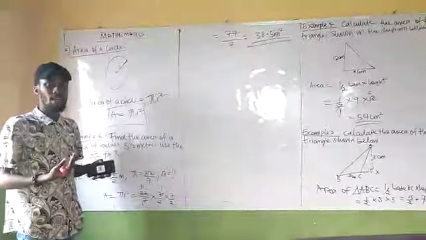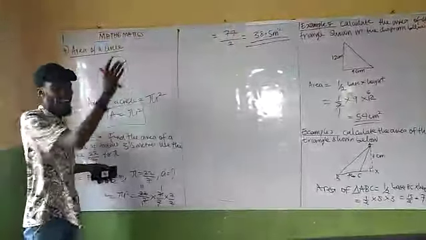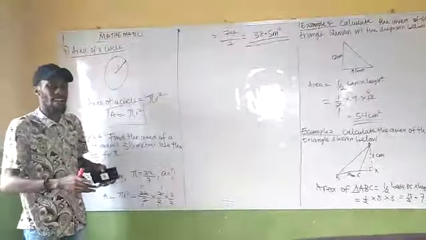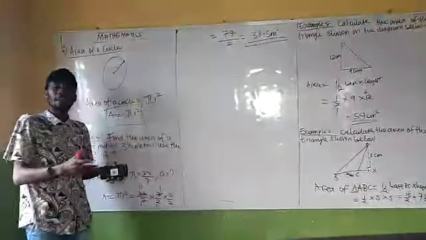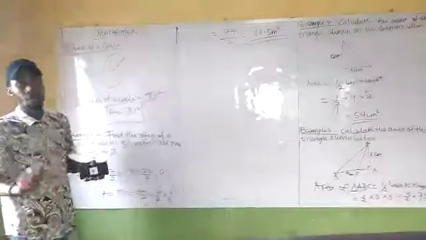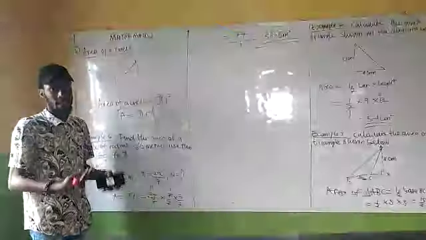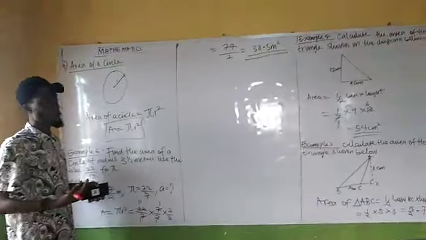If you can remember that song, it will help you to remember the area of a circle. What that song is telling us is that pi r square is the formula you use to calculate the area of a circle, and 2 pi r is the formula you use to determine the circumference of that circle. So we are going to stop here for today.